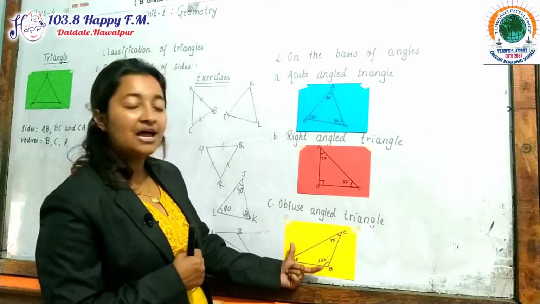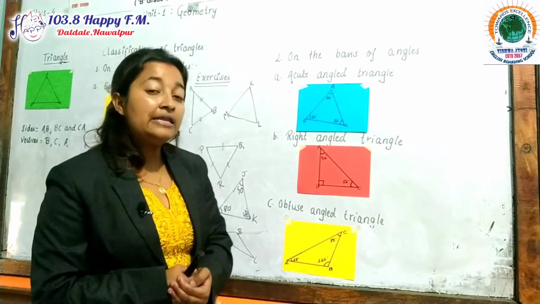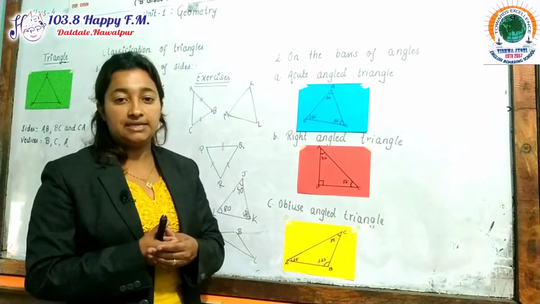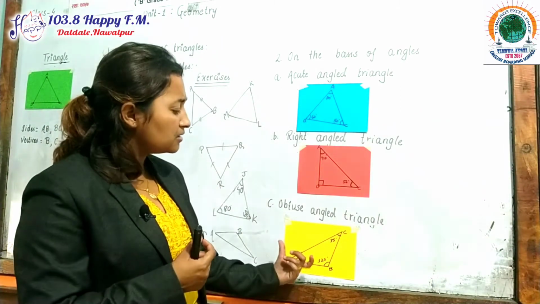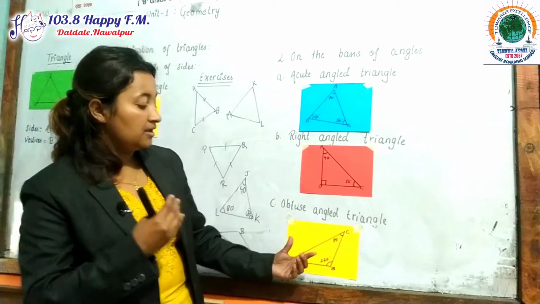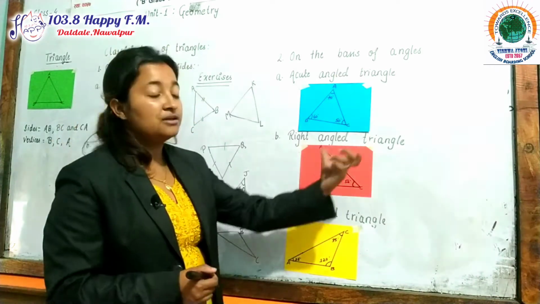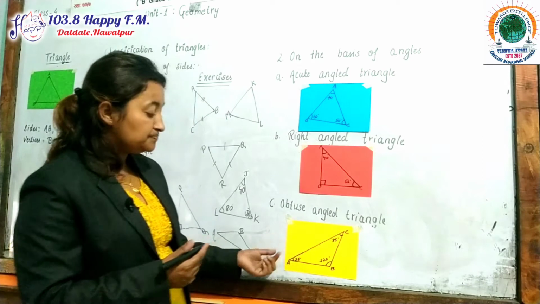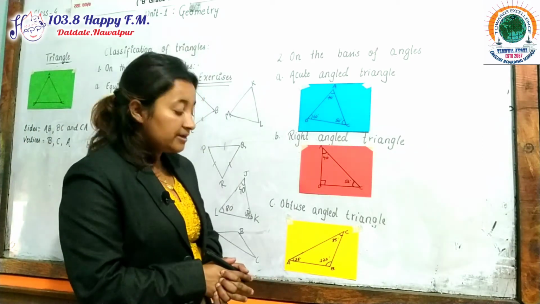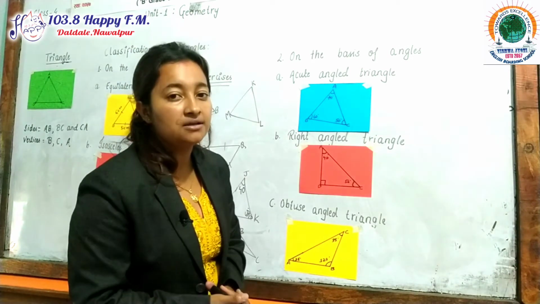So how is the triangle termed as an obtuse angle triangle? Let's know. If any one angle of the triangle is greater than 90 degrees, greater than 90 degrees and less than 180, it's called an obtuse angle triangle. I will repeat it: if one of the angles of a triangle is greater than 90 degrees, the triangle is supposed to be an obtuse angle triangle.